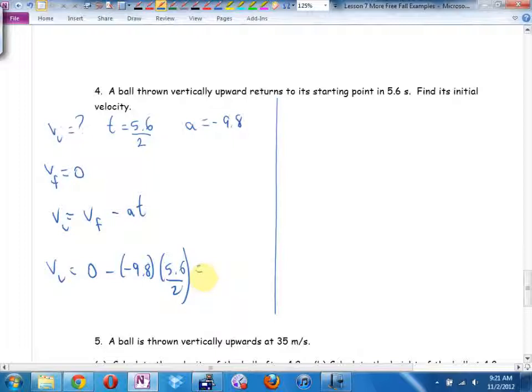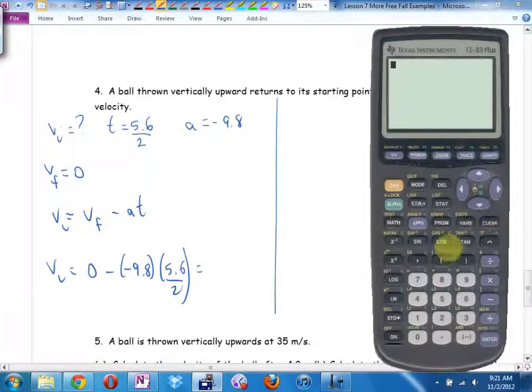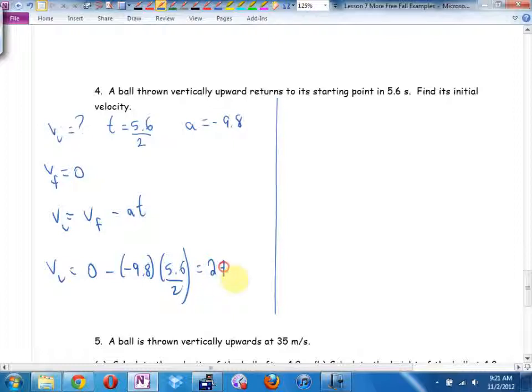Which is what? Should get a positive answer because it's going up, right? 0 minus negative 9.8 times 5.6 over 2. Do you get 27.44? Yes? Okay.